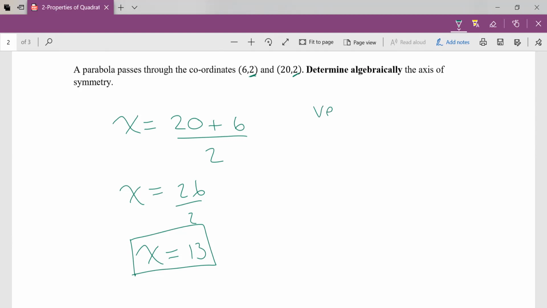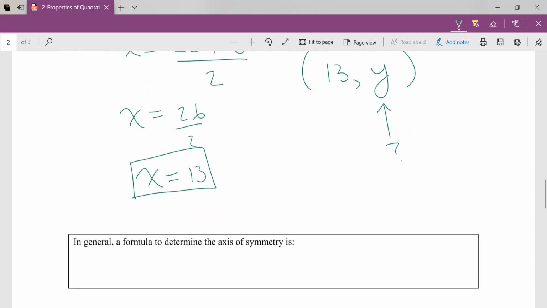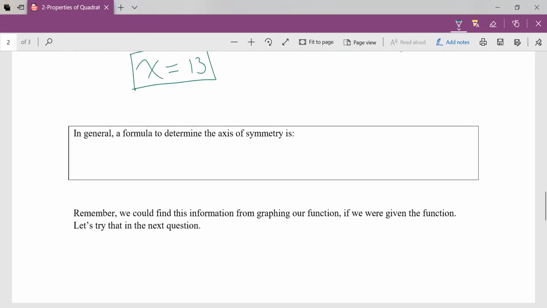Remember, the axis of symmetry is half of your vertex. So for my vertex right now, I know the x value is 13. The y value is still an unknown, and we'll talk about how to find that y value later on, but that will be a very important question when we get to it. So we found at least one property of our quadratic function, the parabola graph, algebraically. Nothing major in this lesson. In the next lesson, we'll do some more to find more algebraically.